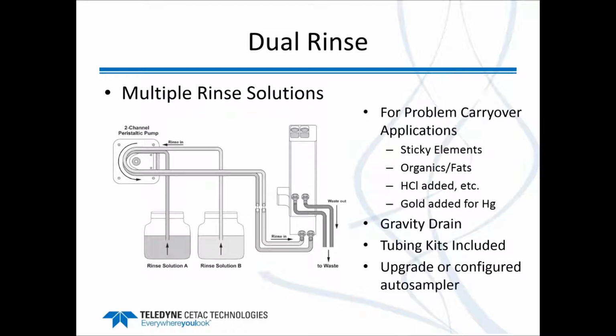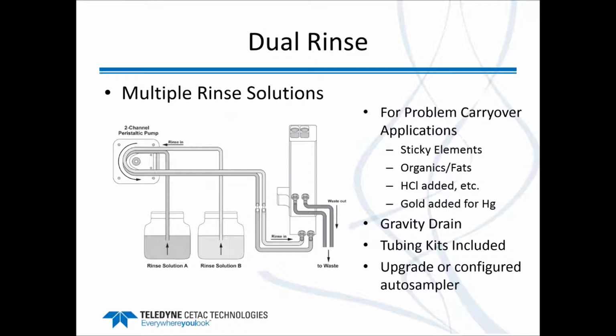Another improvement that we have is a dual rinse option. This is for problem carryover applications where you might have sticky elements in the sample matrix, which might include some homogenized system or an emulsification with an organic material or fat, but also for regular applications where carryover is very important. There are a couple of different ways that this can be configured.